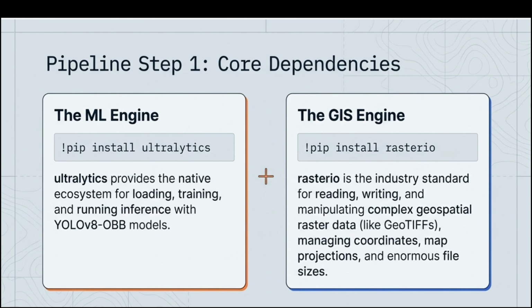So first of all, we need to install some libraries. For the ML engine, we need to install Ultralytics. Ultralytics provides the native ecosystem for loading, training, and running inference with YOLOv8 OBB models. We also install the Rasterio package. Rasterio is the industry standard for reading, writing, and manipulating complex geospatial raster data, GeoTIFF files, and managing the coordinates, map projection, and enormous file sizes. So these two libraries we need as the first step.